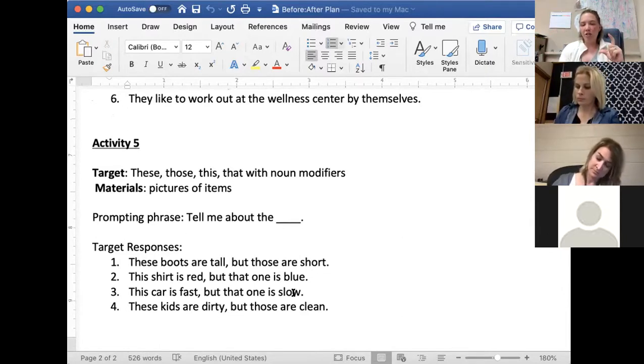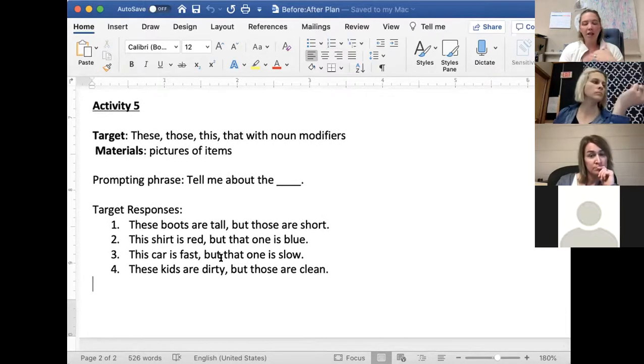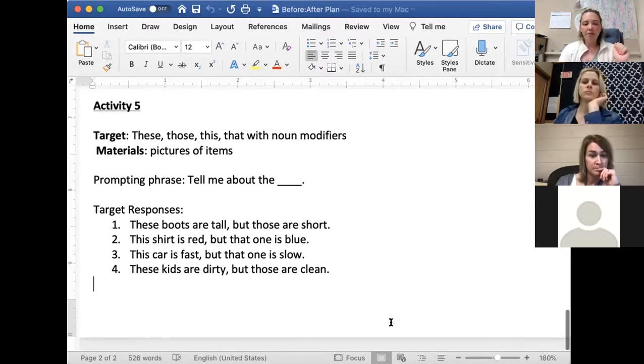So I'd have a picture of a boy and a girl in a blue shirt and a red shirt, and I'll say, "Tell me about the shirts." "This shirt is red, but that one is blue." And so you just need those comparison pictures. And again, trying to make it as basic as possible when they're trying to learn these new phrases.